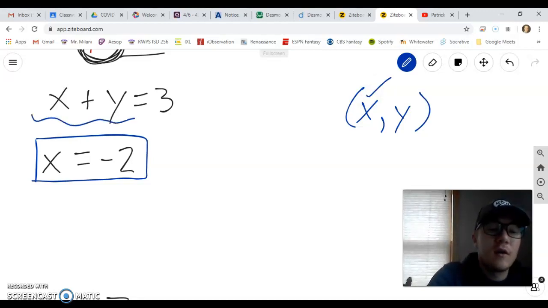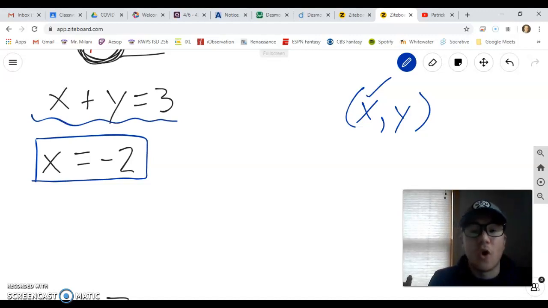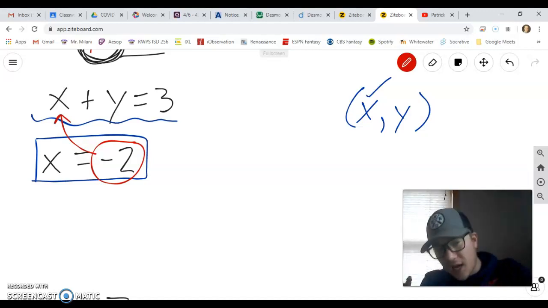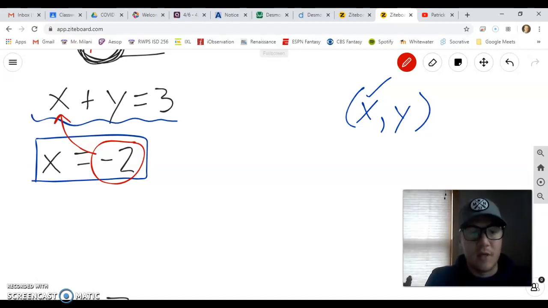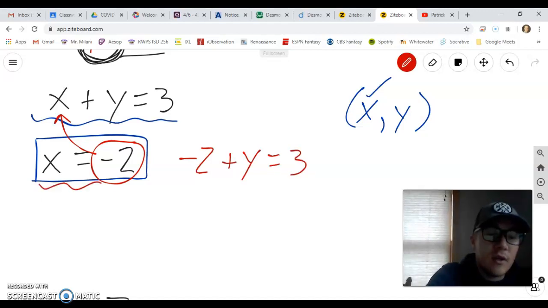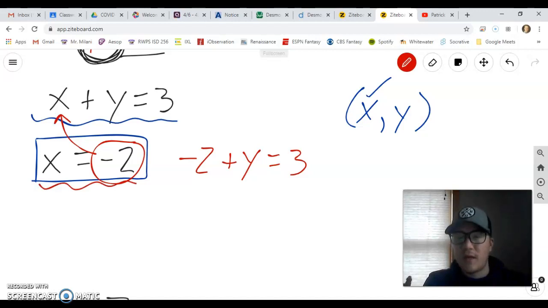Well, up here, again, you can't solve for the y until there's only a y. So I'm going to take this -2, and I'm going to replace the x. I'm going to substitute the x up top with the negative 2 that I already know my x to be equal to. So instead of x plus y equals 3, I know now that negative 2 plus y equals 3. Since x is equal to negative 2, I can replace it with a negative 2. Okay, they're the same thing. So I've got negative 2 plus y equals 3.